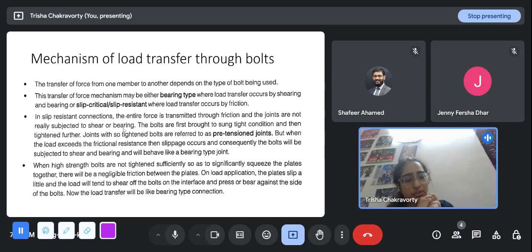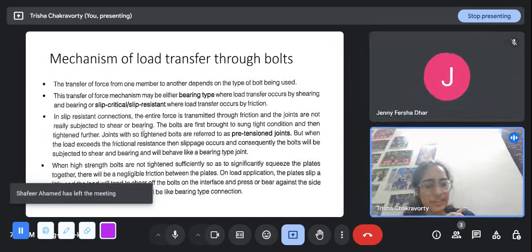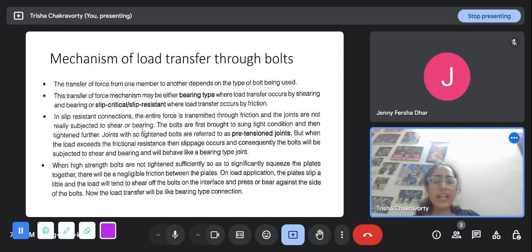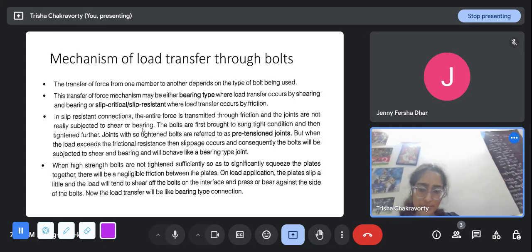The bolts are first brought to snug tight condition and then tightened further. Joints with such tightened bolts are referred to as pre-tension joints. But when the load exceeds the frictional resistance, then slippage occurs, and consequently the bolts will be subject to shearing and bearing, and will behave like a bearing type joint. So basically, this is the backup thing that happens.